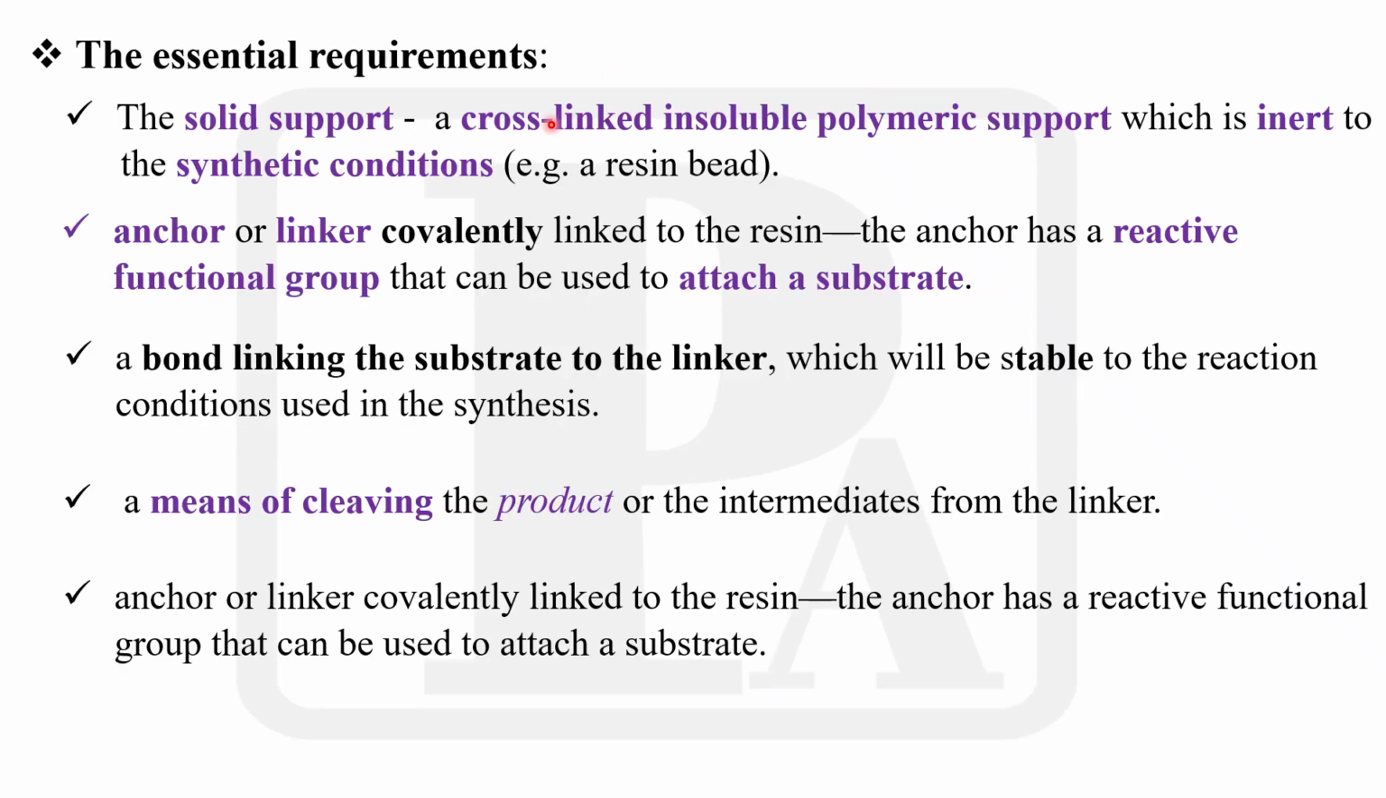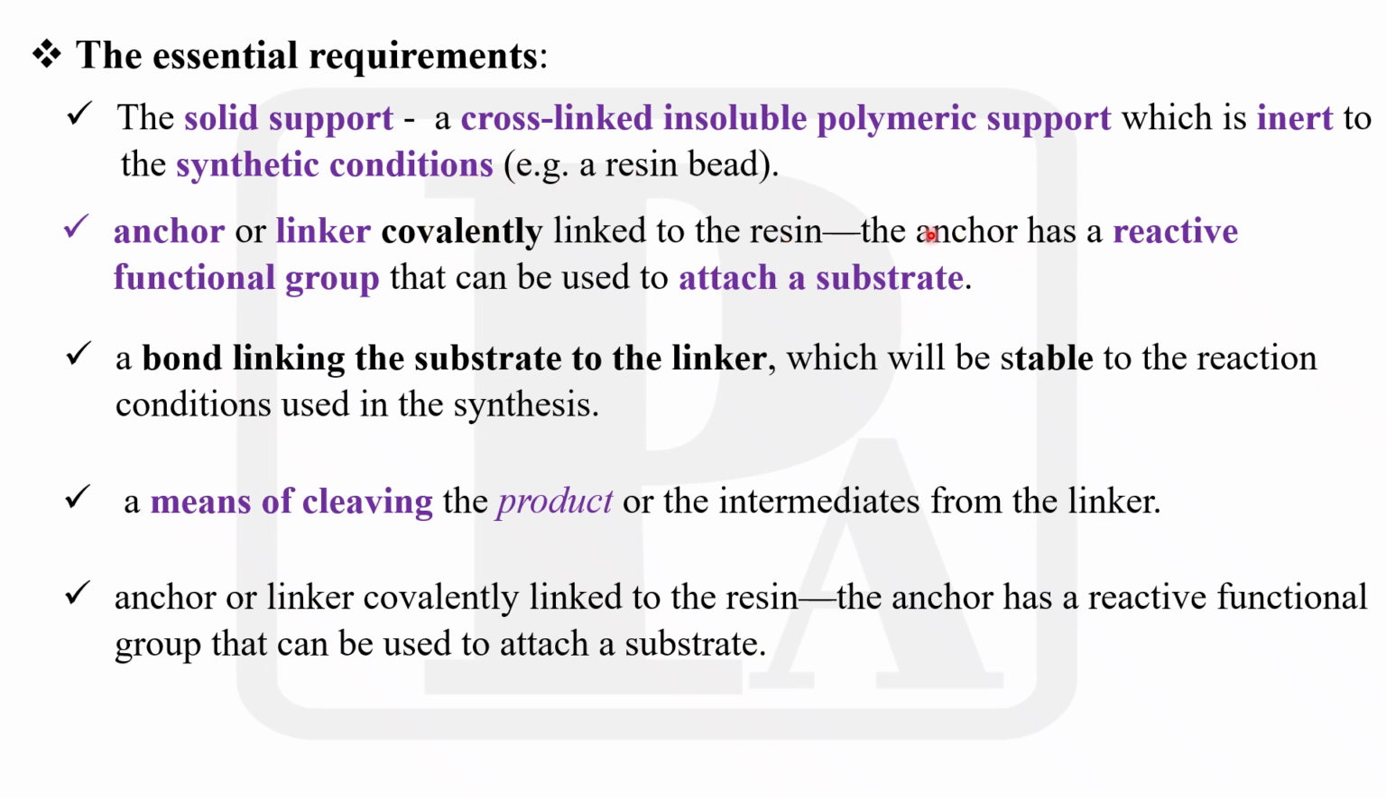Now we'll see the essential requirements. One is the solid support, another one is the linker or anchor. How is the solid support? That support is a cross-linked, insoluble, and polymeric support, and it is inert to the synthetic conditions. An example is a resin bead. Next is an anchor or linker, which is linked to the solid support by means of a covalent linkage.